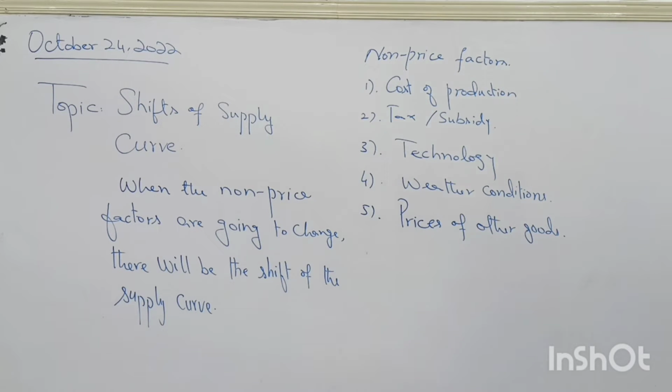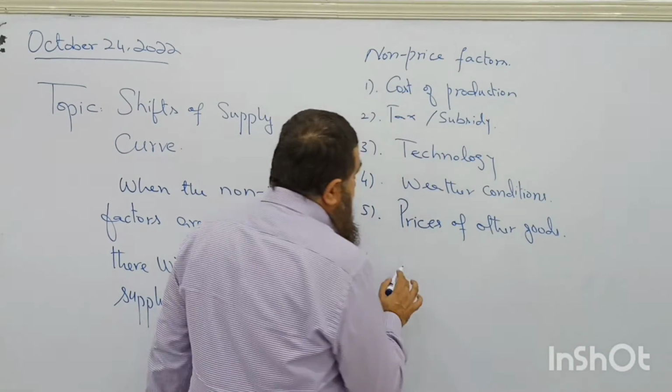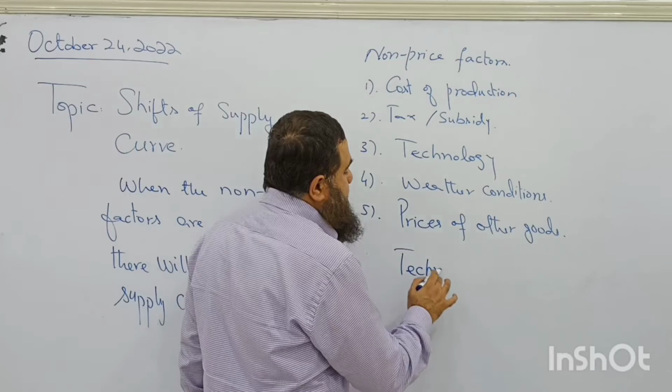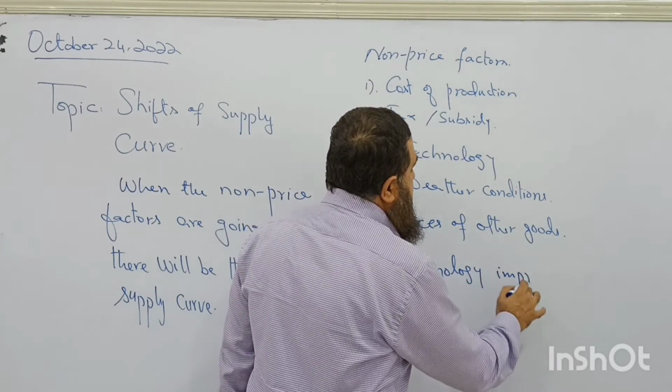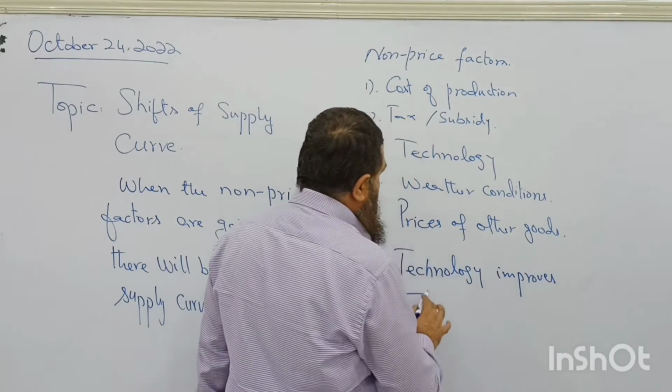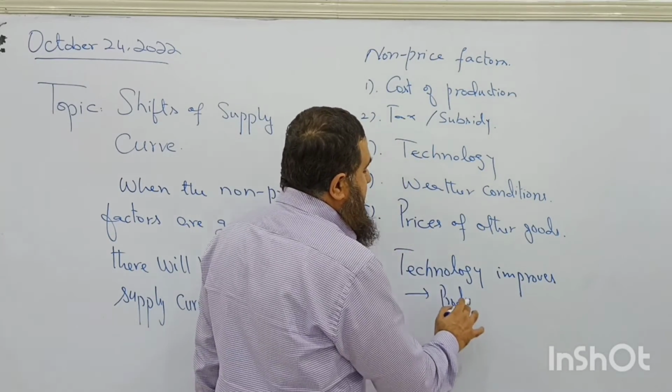When we talk about the productivity of capital, how many units of output are produced by new technology, by new capital equipment, per unit of time? Suppose in 1 hour the previous technology was producing 50 units, now the new technology is producing more than 100 units in the same time period. So what happens when technologies improve? Technology improves. It leads to an increase in productivity.